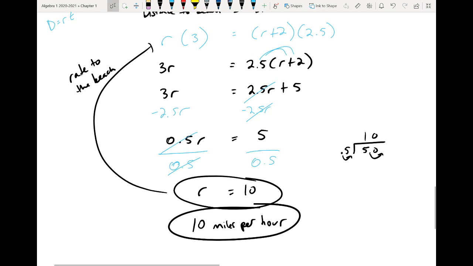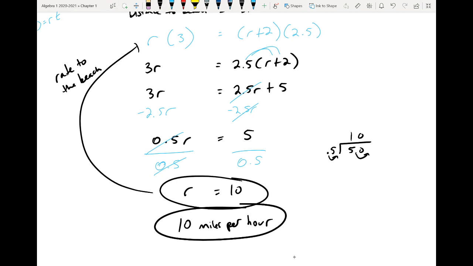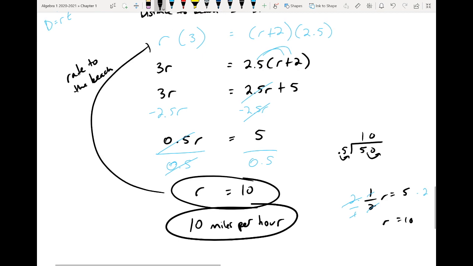For the record, for some of you who saw 0.5 and wanted to write it as 1/2 and say 1/2 r is equal to 5, you get the same thing. To get r by itself, I multiply both sides by 2, which gets that fraction to cancel out. So r is by itself now. So r is equal to 10. It's the same thing, okay?